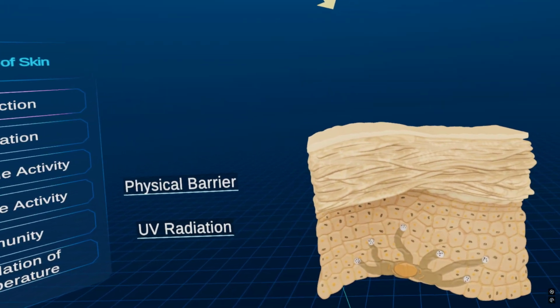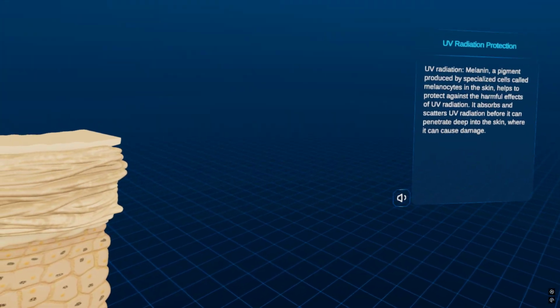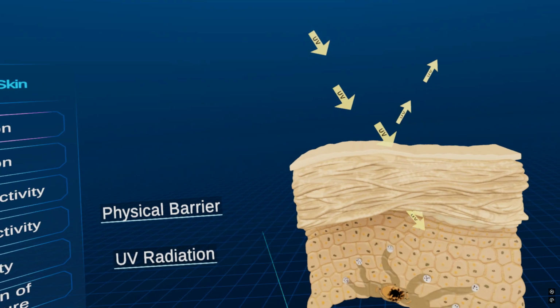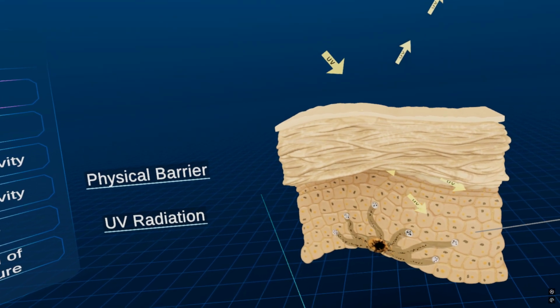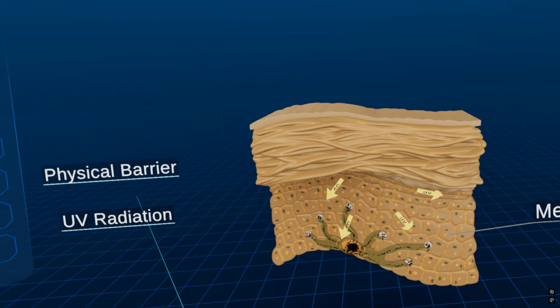Melanin, a pigment produced by specialized cells called melanocytes in the skin, helps to protect against the harmful effects of UV radiation. It absorbs and scatters UV radiation before it can penetrate deep into the skin, where it can cause damage.